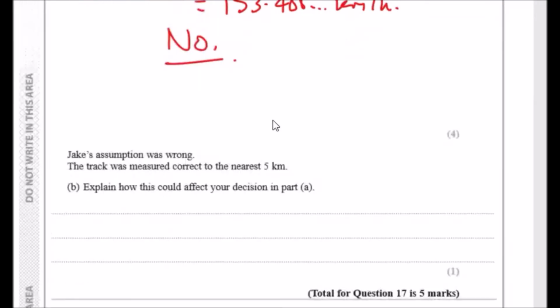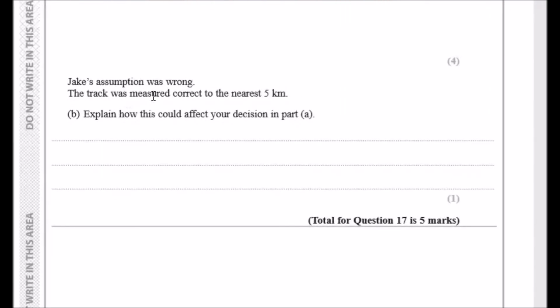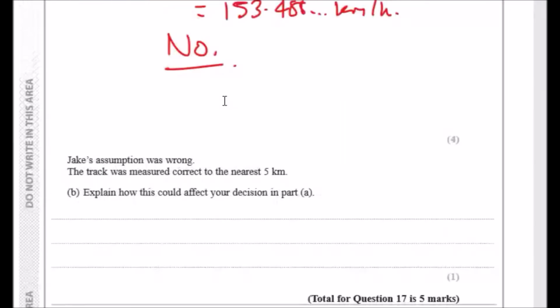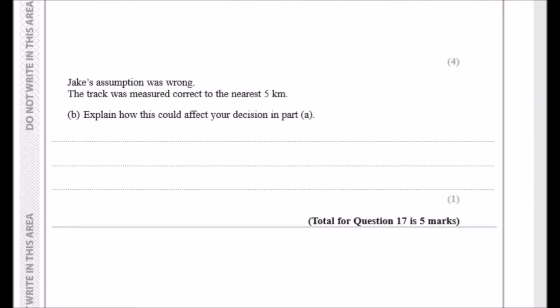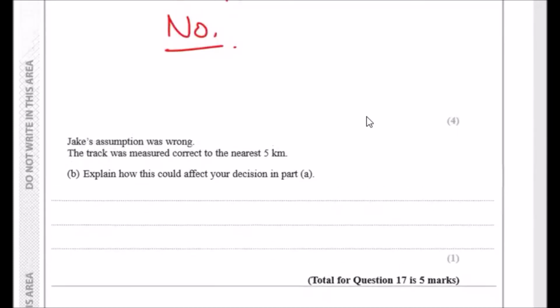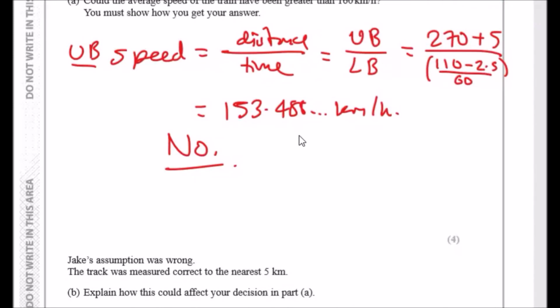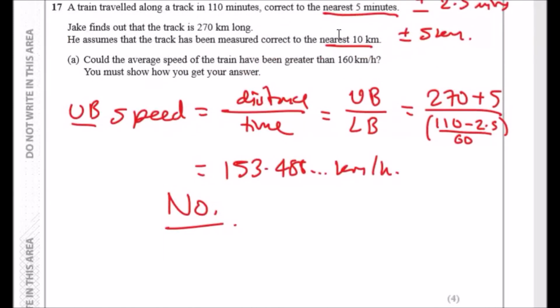So let's move on. Now Jake's assumption was wrong. Are you serious? You could have just looked down and the answer would be no. The track was measured correct to the nearest 5 kilometers. Okay, right, that's the assumption bit. Explain how this could affect your answer in part A. Now, just to make your life easy, it's probably best you just try and calculate again. So the nearest 10 kilometers means nearest 5 now, so it'll be plus minus 2.5.